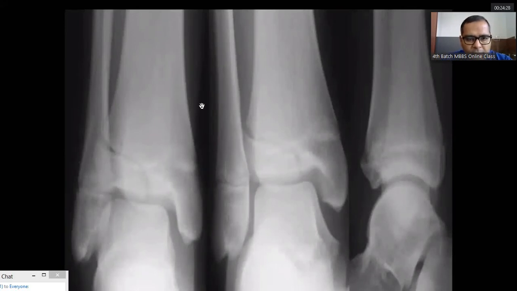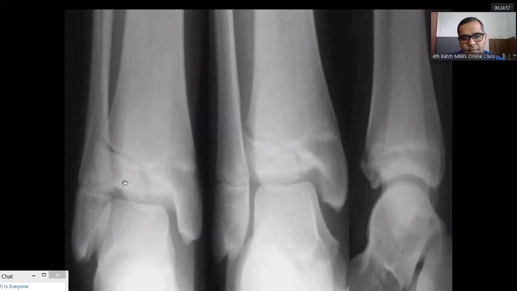This has a typical name. The anterior inferior tibiofibular ligament is attached right over here. With the rotational force, the ligament avulses the distal epiphyseal part. This is the epiphysis, this is the physis, this is the metaphysis, high up diaphysis. Pediatric bone has 4 parts: epiphysis, physis, metaphysis, diaphysis. This is an avulsion of the epiphysis.